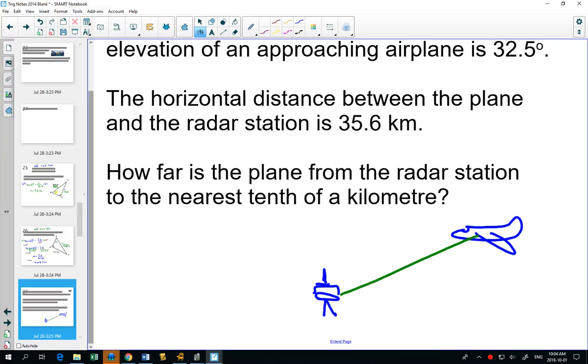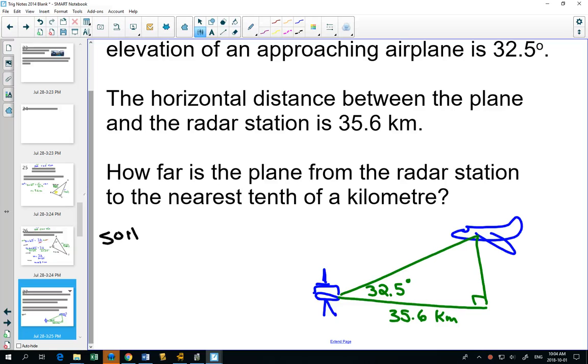And we're wanting to find out the distance between that airplane and the radar station. Drawing a right angle triangle with the ground, we're told that the angle of elevation, an angle going out from a horizontal line looking up, so that this angle here is our 32.5 degrees. We're told that the horizontal distance is 35.6 kilometers.